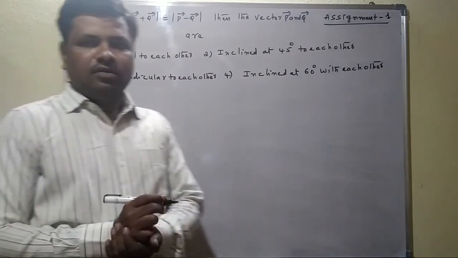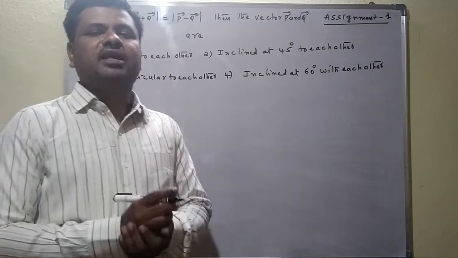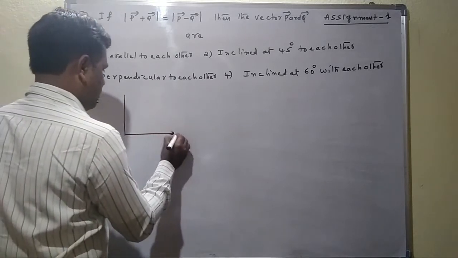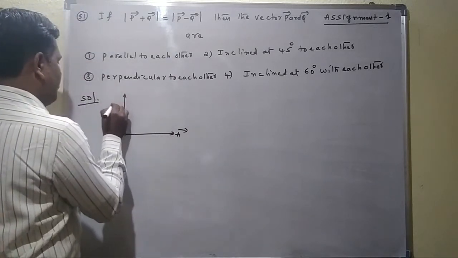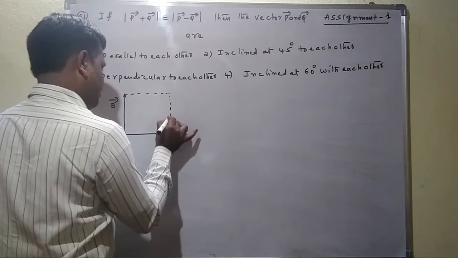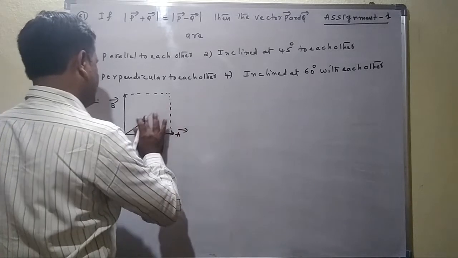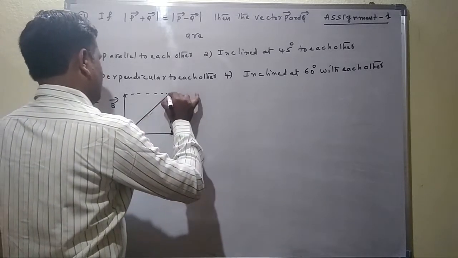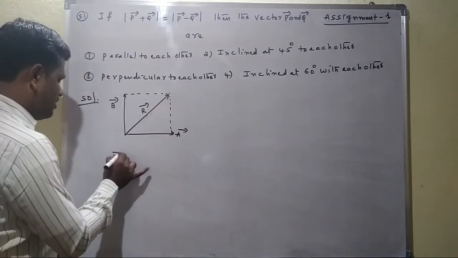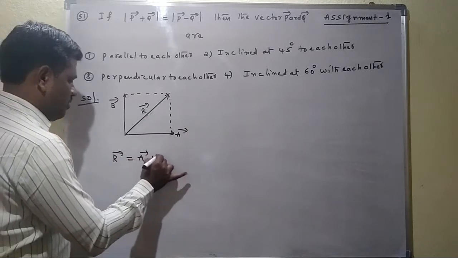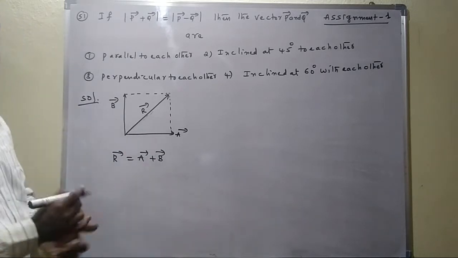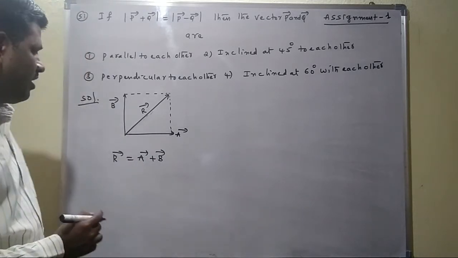Using the parallelogram law of vectors, let us see how to make the addition of two vectors. Here, two vectors I consider: a bar, and another one b bar. Using these, we construct the parallelogram. This represents the resultant vector, called r bar. This r bar gives the addition of these two vectors. Addition means the vector sum of these two vectors. r bar is equal to a bar plus b bar.